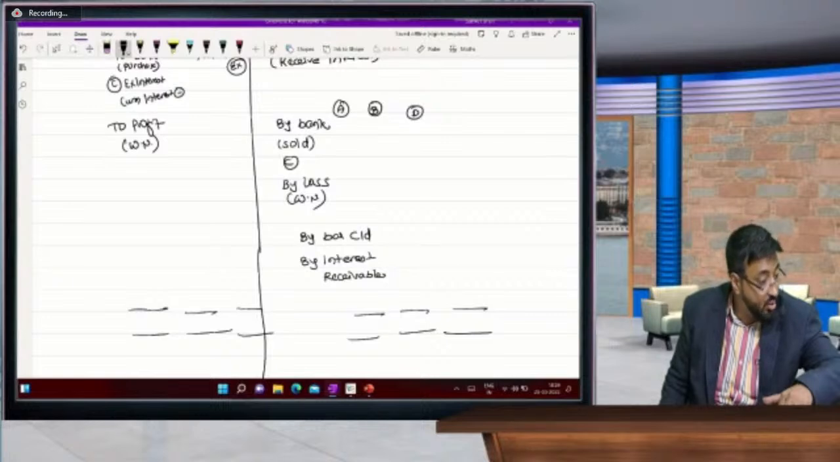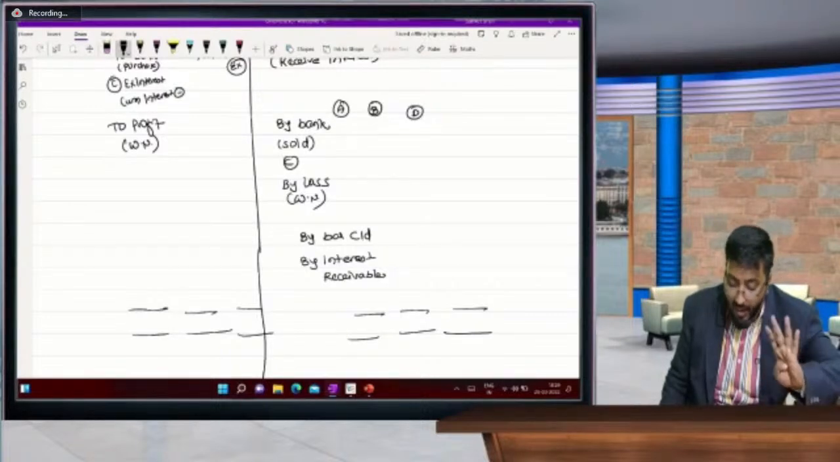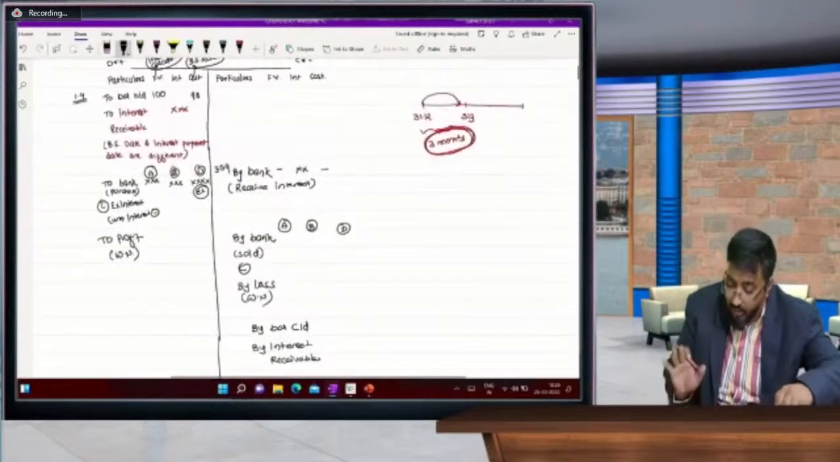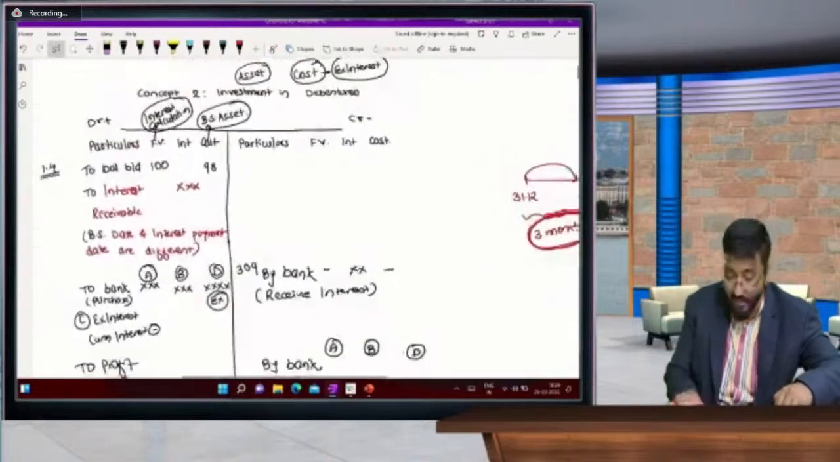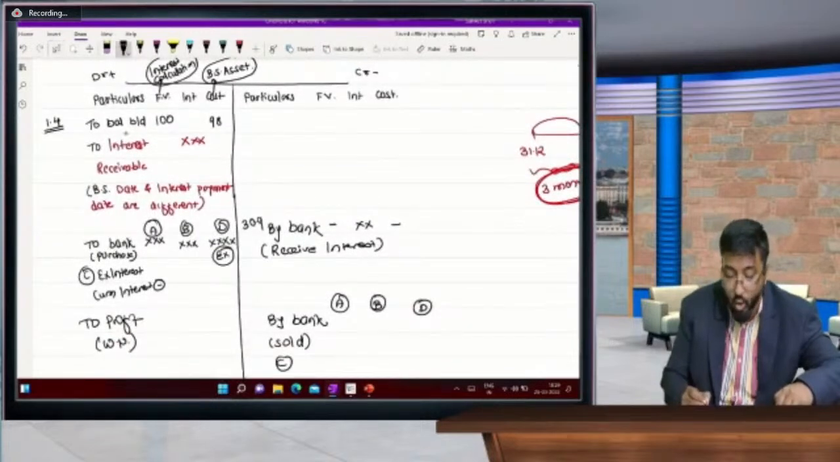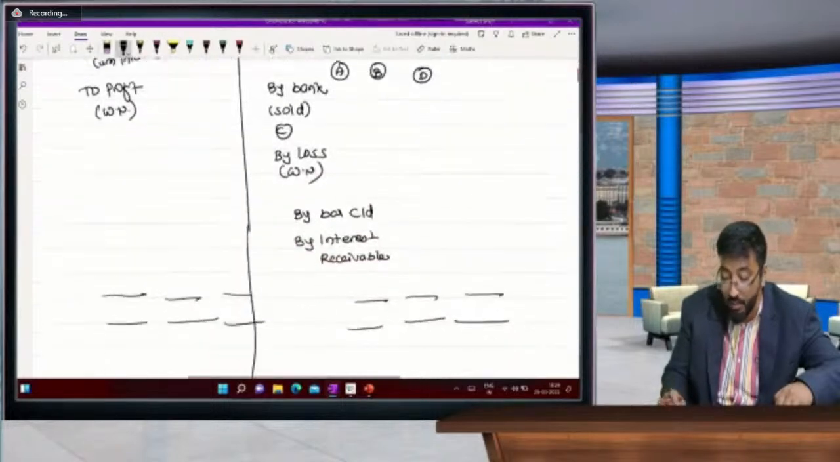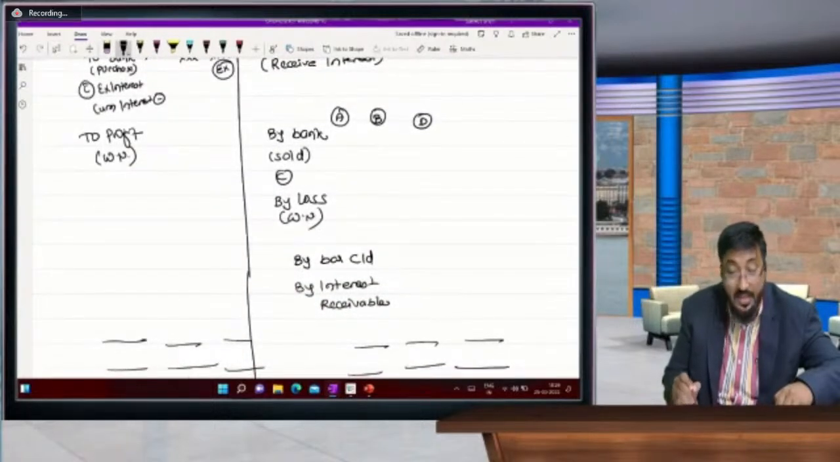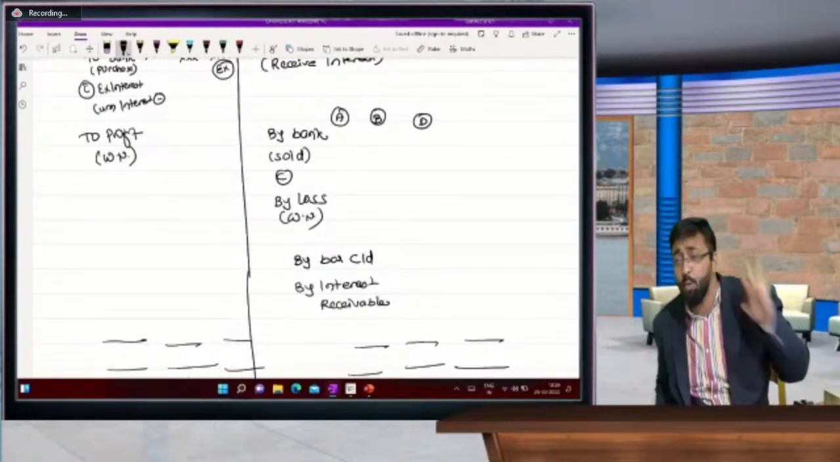You got this concept? Yes, beta. I know. First, recall this pro forma. Yes, everyone, please recall it. To balance brought down, to interest receivable, to bank, by bank if interest received, by bank if sold, by loss and to profit, and finally by balance carried down and by interest receivable. This is the pro forma.